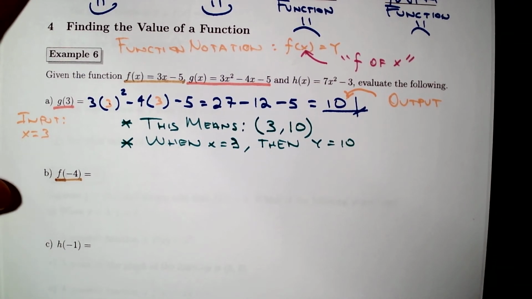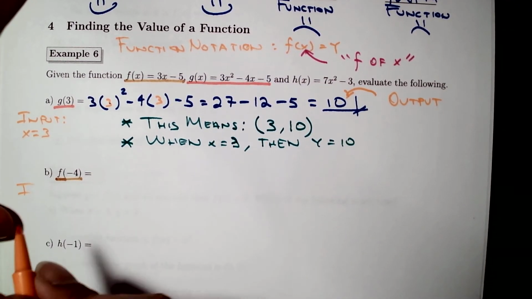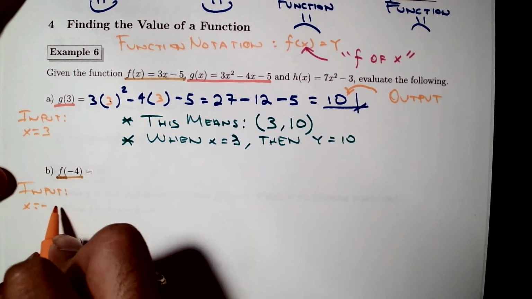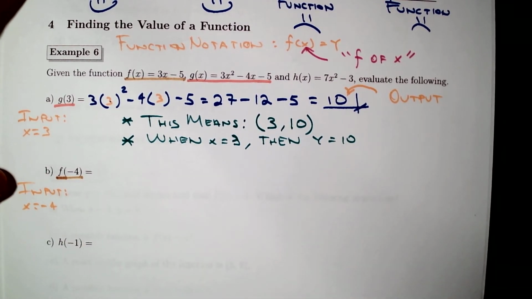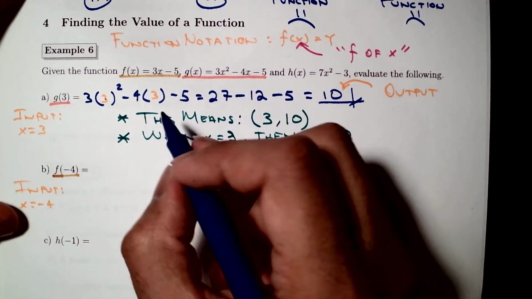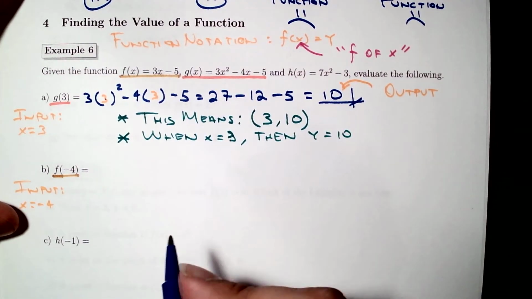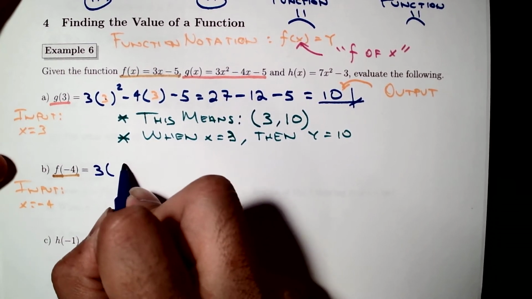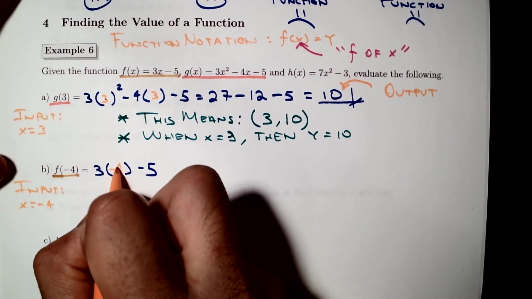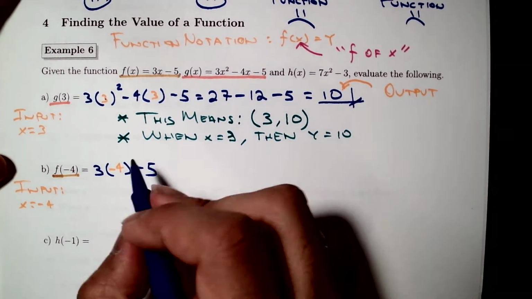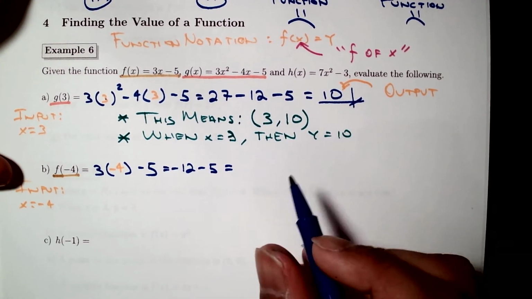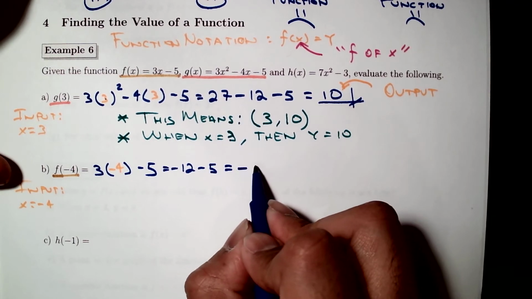All right. In this case, the input is x equals -4. So we are going to plug in the value of x equals -4 into the function f of x wherever we see the letter x, which is only here, by the way. So 3 times -4, that's -12, minus 5. That's going to give us -17.